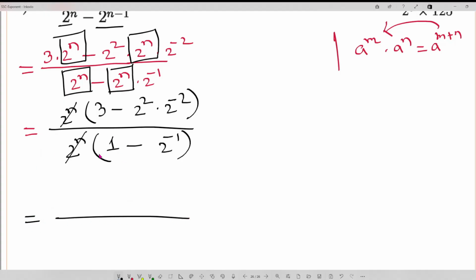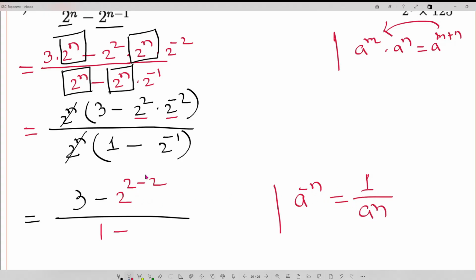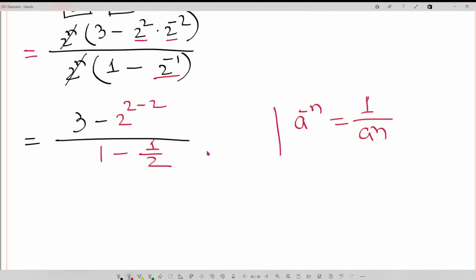Okay, so this is 3 minus, look, here the bases are the same, so we can write 2 to the power 2 minus 2, and here is 1 minus, as per the negative exponent rule, a to the power minus n means 1 by a to the power n. Similarly, here 2 to the power minus 1 we can write as 1 by 2. Next, this is 3 minus 2 to the power 2 minus 2, and here is the LCM: 2 minus 1 by 2.